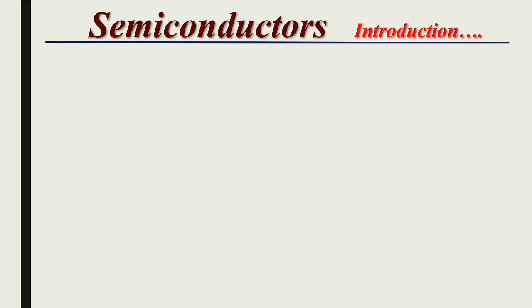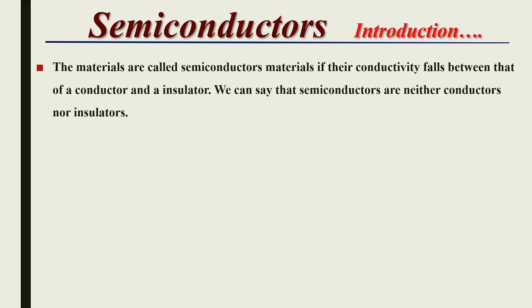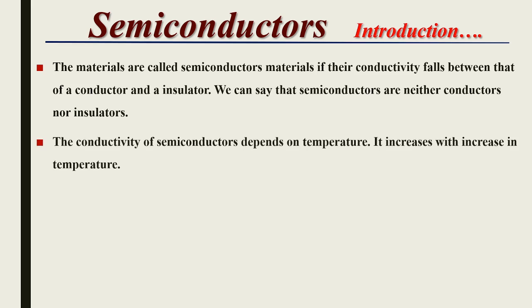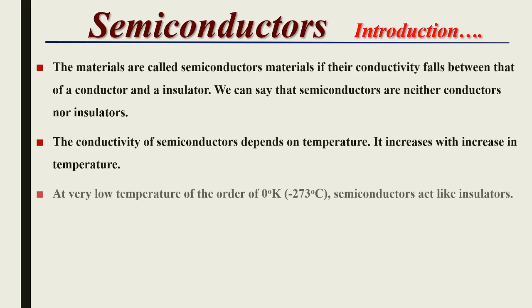What is a semiconductor? The materials are called semiconductor materials if their conductivity falls between that of a conductor and an insulator. We can say that semiconductors are neither conductors nor insulators. The conductivity of a semiconductor depends on temperature. As temperature increases, the conductivity of semiconductors also increases.